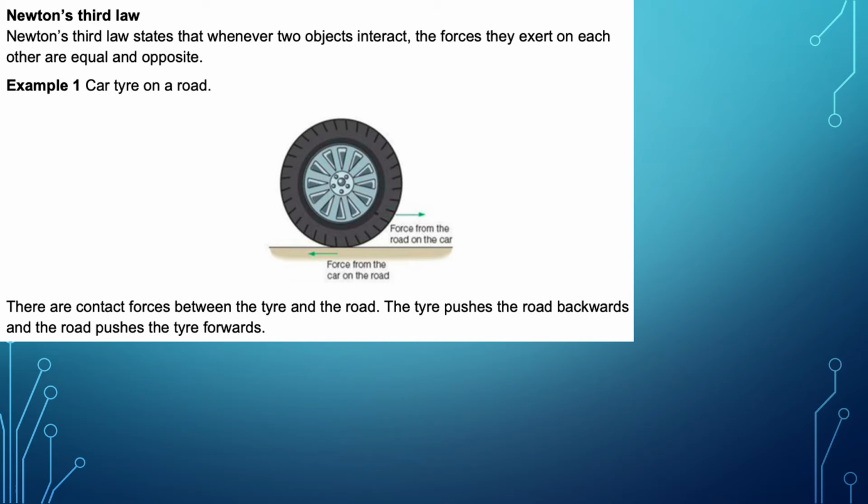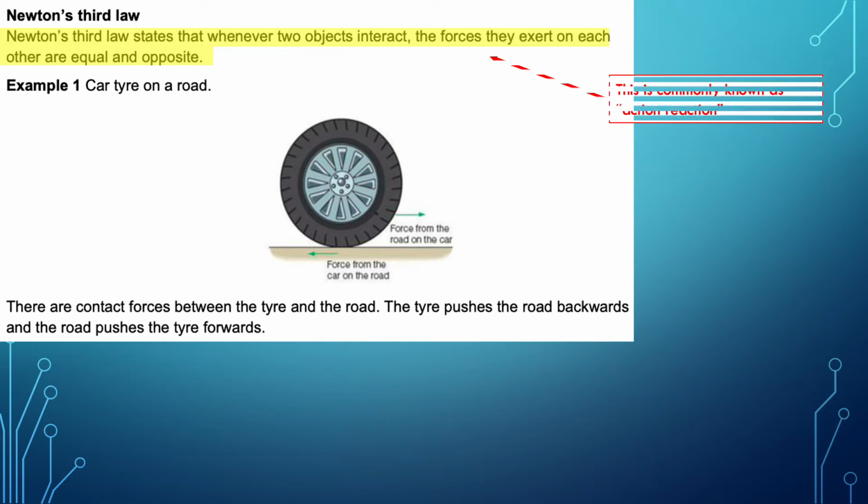Newton's third law states that whenever two objects interact, the forces they exert on each other are equal and opposite. I've actually mentioned this maybe once or twice in previous lessons, but this is more commonly known as action-reaction, okay? And the longer way to say that is basically for every action there is an equal and opposite reaction.